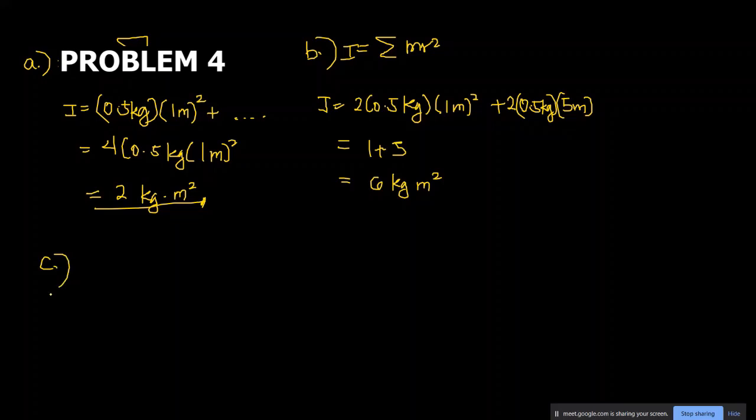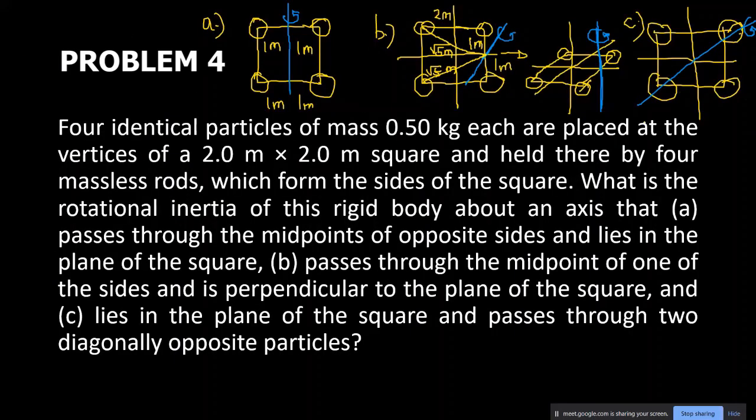For letter C, diagonal. Since the particle is already on the axis of rotation, the distance is 0. But there are two other particles, and their distances are this and this. This is 1 meter, 1 meter, so square root of 2. This is also 1 meter, 1 meter, so square root of 2. So the distance is square root of 2.